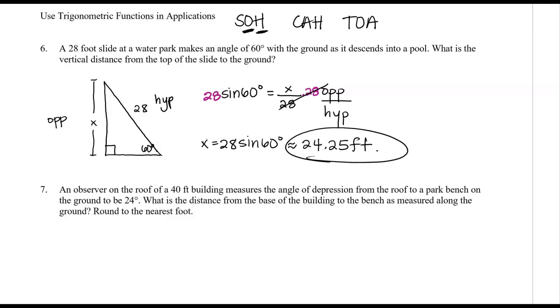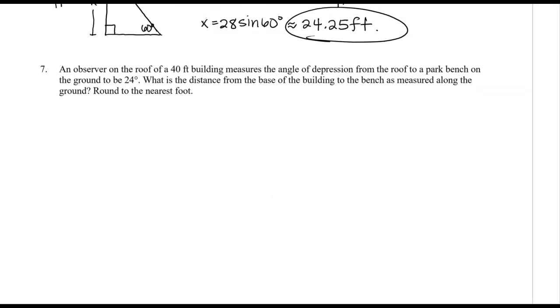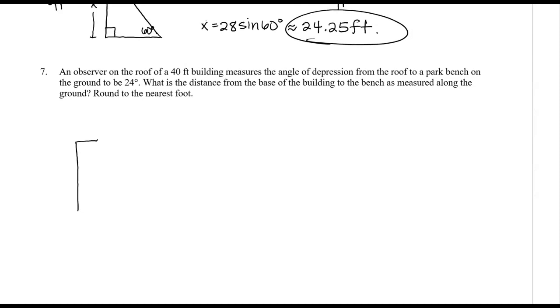In example 7, we have an observer on the roof of a 40-foot building. So I'm going to go ahead and start drawing a building. I know this building is 40 feet tall. So there's someone up here, and they measure an angle of depression from the roof to a park bench on the ground. So let's say that the park bench on the ground is right here. So they are measuring an angle of depression.